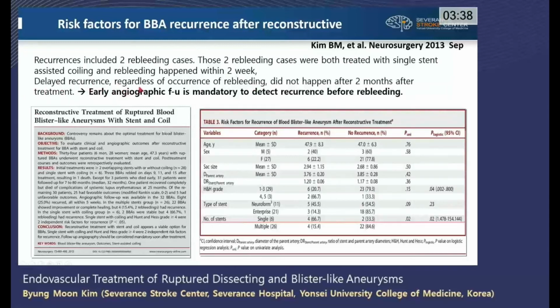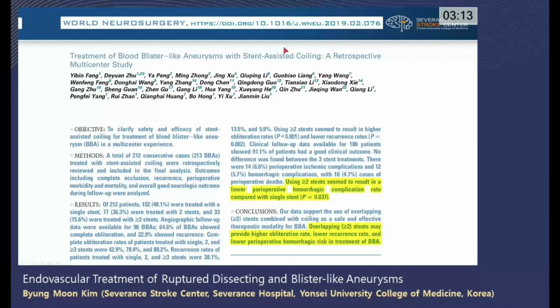Delayed recurrence, regardless of occurrence of rebleeding, did not happen after 2 months after treatment. Therefore, I recommend early angiographic follow-up is mandatory to detect recurrence before rebleeding after reconstructive treatment for blood blister-like aneurysm or ruptured dissecting aneurysm.